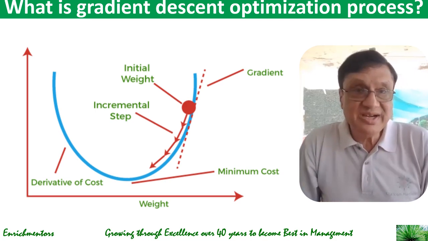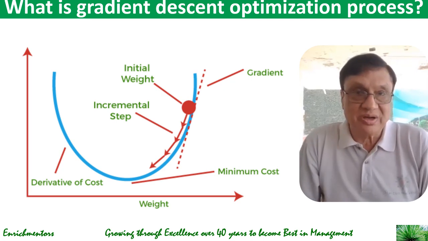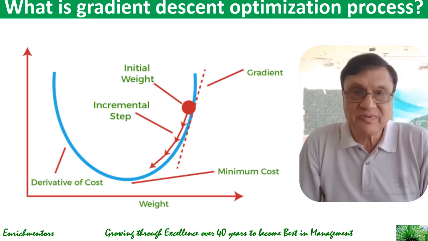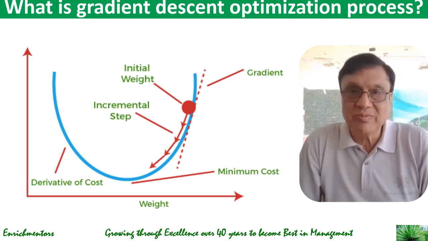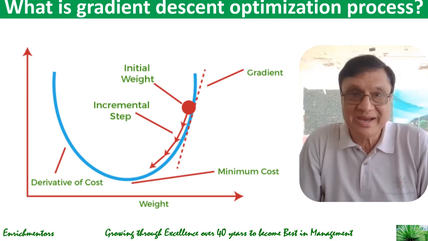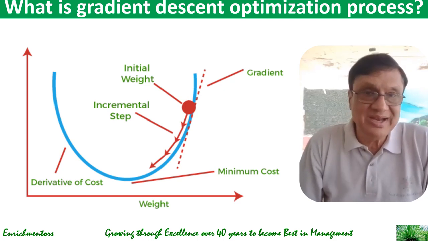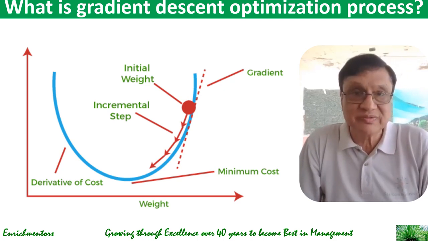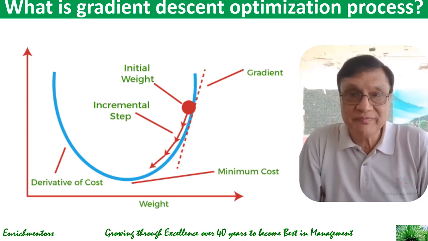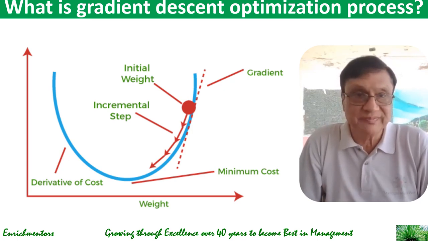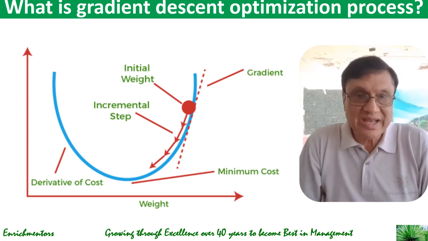Now, gradient descent is an optimization algorithm. It's an algorithm that is used to minimize the loss or the cost function of a machine learning model. So it minimizes the errors in the machine learning model. And it works by iteratively updating the parameters of the model in the direction of the steepest descent of the loss function or the cost function.